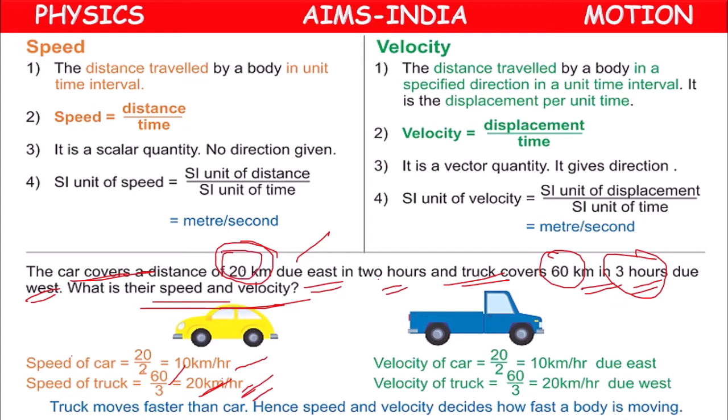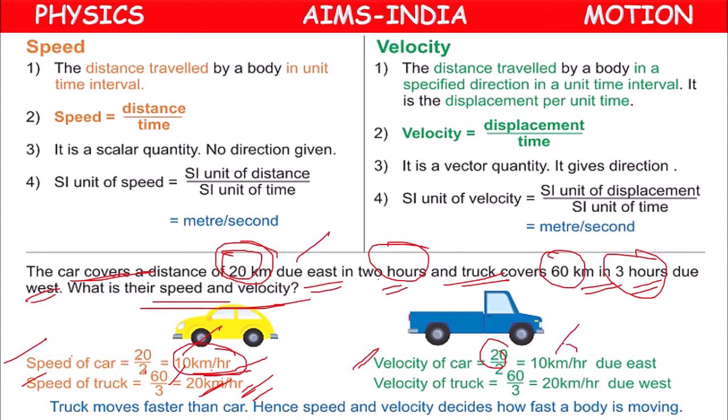Here 20 kilometers in 2 hours, 20 by 2, 10 km per hour. So speed of car is 10 km per hour, speed of truck is 20 km per hour. In the same way, velocity of car: 20 by 2, 10 km per hour. But for speed, only the value we will mention, 10 km per hour.